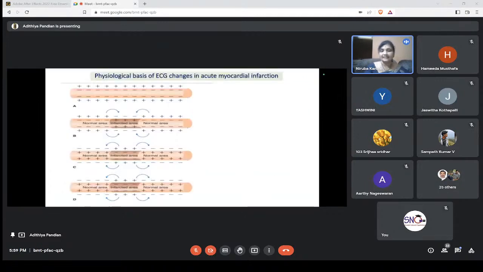So why do you get an elevation and depression? Initially, what happens is the current will be flowing from the infarcted area to away from it. So the changes we expect here: there is a decline in the resting membrane potential of the infarcted tissue. When the resting membrane potential becomes more negative, the segment becomes down. So ST is really reflected as elevation in the ECG.